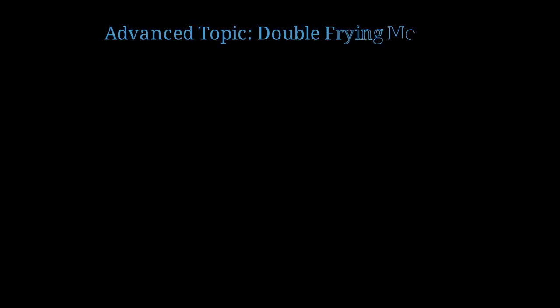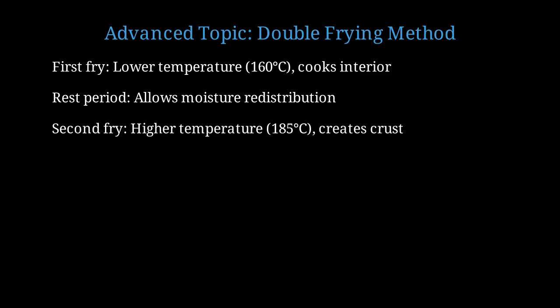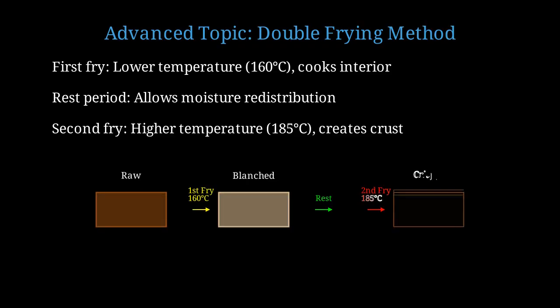An advanced technique is double frying. This is used for French fries and other foods to achieve maximum crispness with minimal oil. First fry at lower temperature, around 160 degrees Celsius. This cooks the interior and removes much of the water without forming a thick crust. Then rest the food for several minutes. During this rest, remaining moisture redistributes evenly throughout the structure. Second fry at higher temperature, around 185 degrees. This rapidly dehydrates the surface and creates a thin, crispy crust. The double fry method produces a superior texture, fluffy interior with minimal oil and an ultra-crispy exterior.